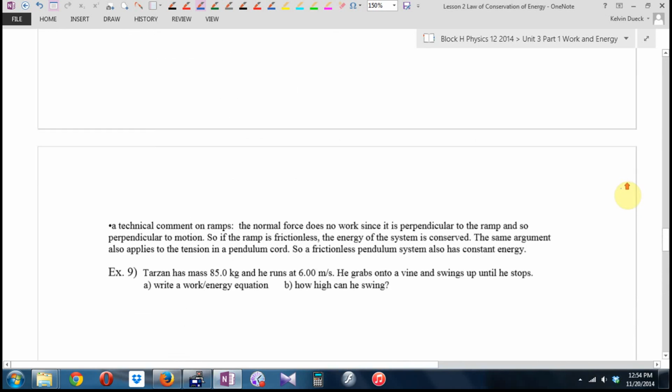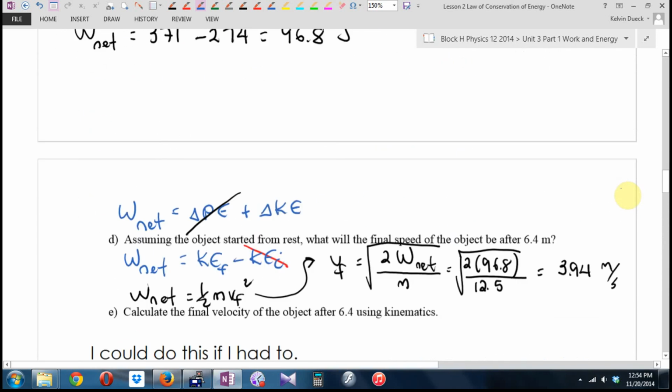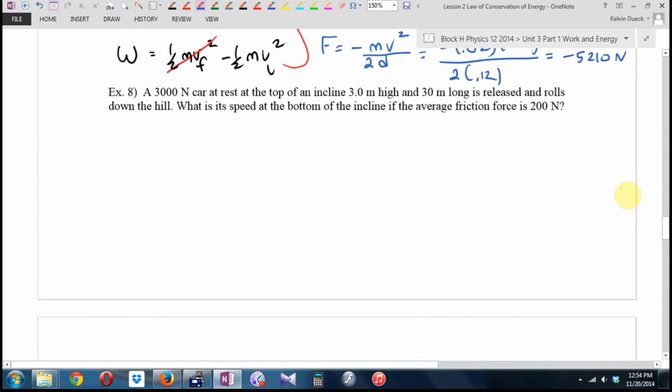Okay, I don't know how much I'm going to get through, but I definitely am going to do example 8. I like example 8. Yeah, with a twist.